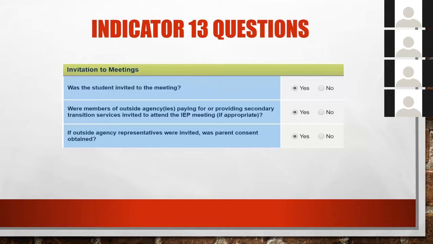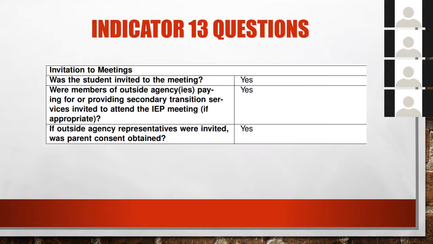We've had some questions, people are hesitant to mark no on the third question because they're saying, oh, parent consent. But I just want to assure you that the only way you would not be in compliance is if you marked yes on the second question and then you turned around and marked no on the third question. That would not be in compliance. I just want to clarify that because we have had a lot of questions.